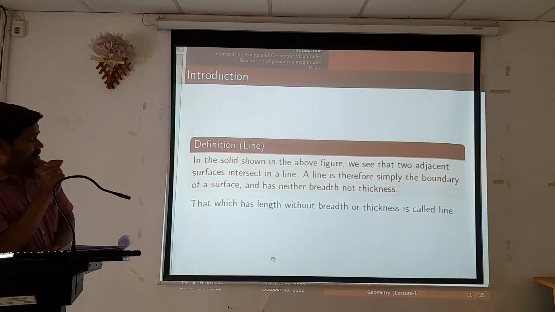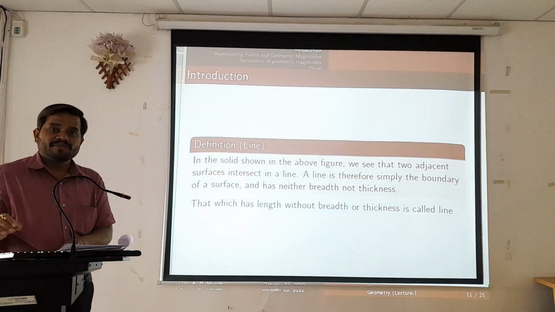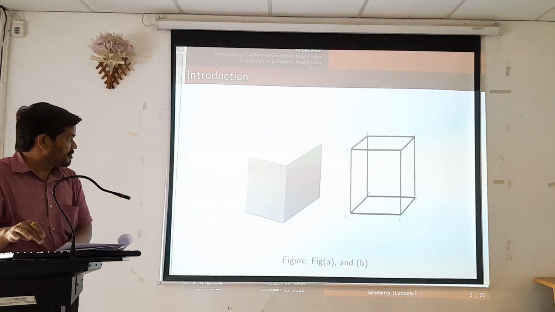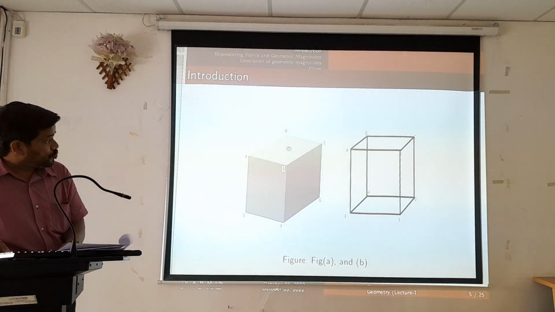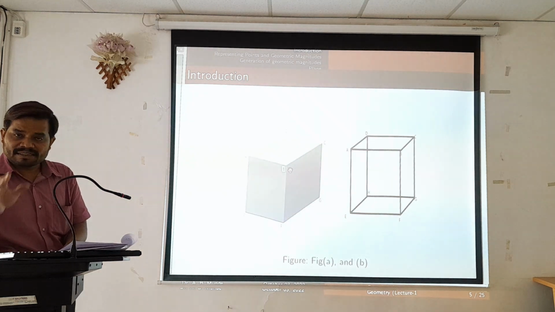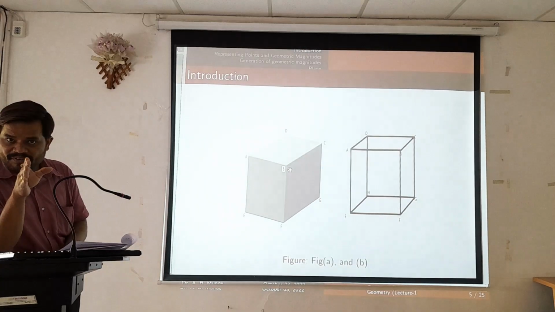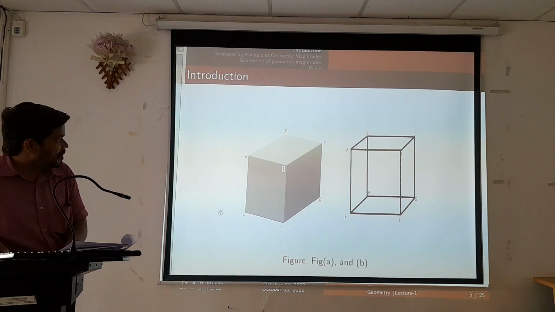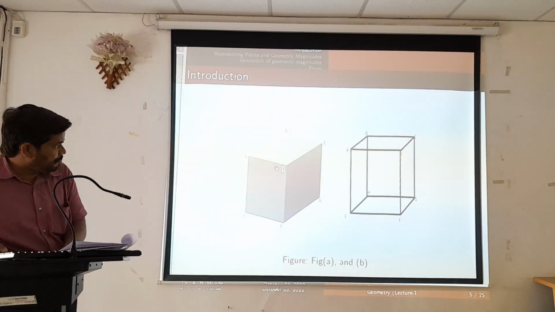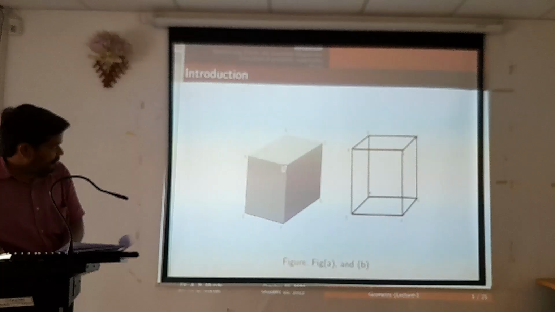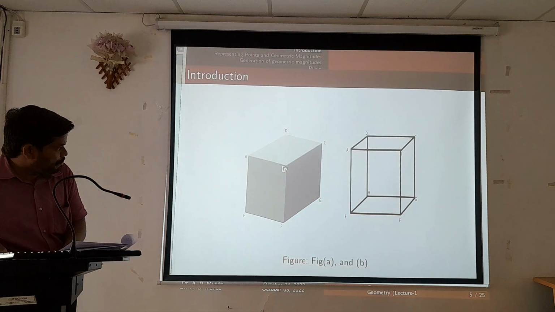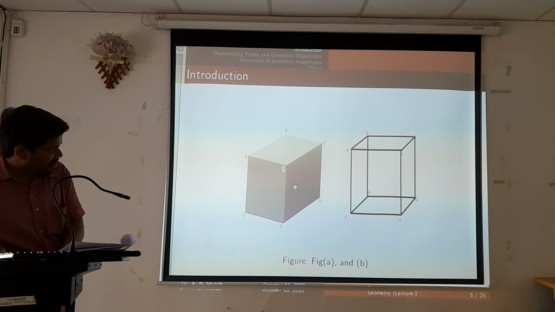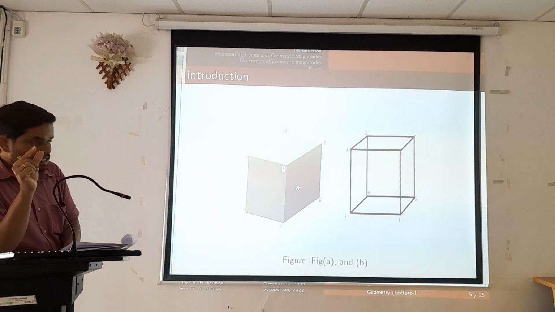So look at here the definition of a line. In the solid which is shown in the above figure, the two adjacent surfaces... आता आपण surfaces ची definition आत्ताच पाहिली. Surfaces म्हणजे काय? So look at here, this A, B, F, E, or we can read it as A, E, F, B. So this is one of the surfaces. If this surface coincides with B, F, G, C, yes, so these two surfaces coincide, then a line is formed.